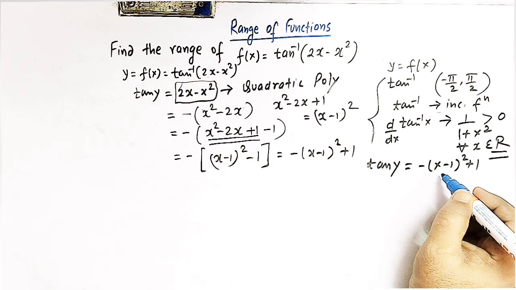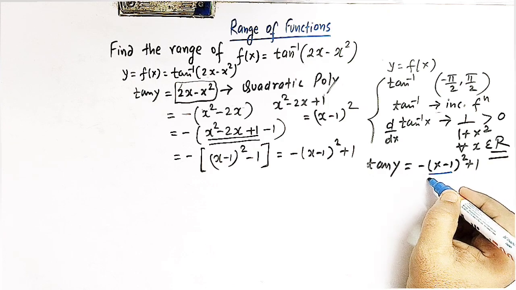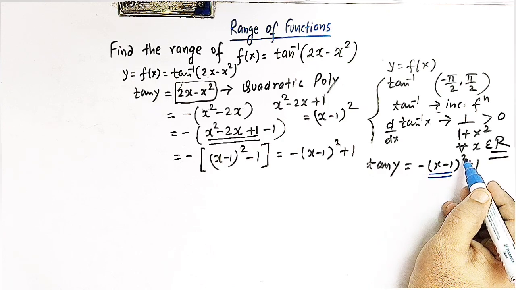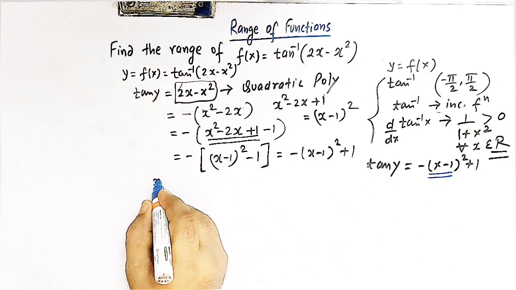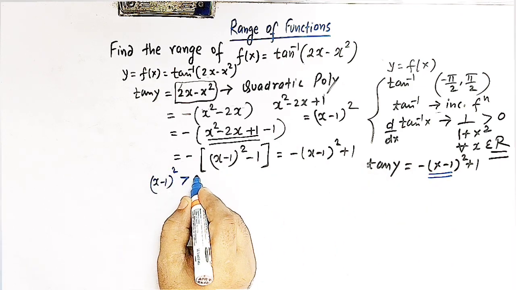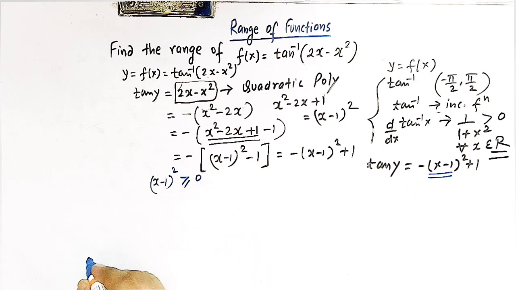So now let us move from this step, that is (x minus 1) square. Now see, (x minus 1) square is always going to be greater than or equal to 0.